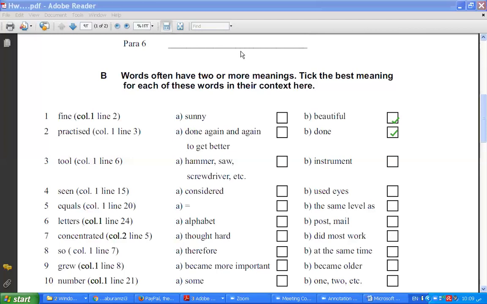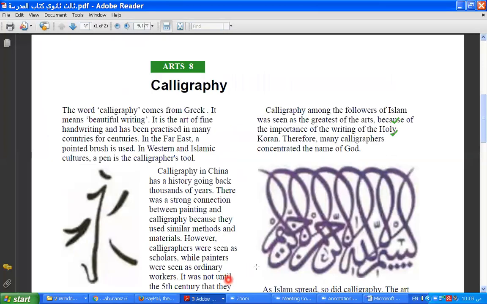No, I would say hammer, saw. Yes, so let's go back in line. Yeah, here. This pen is the calligrapher's tool.